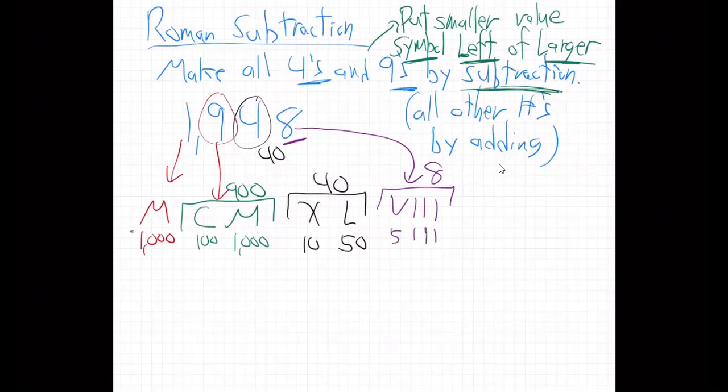There's the number 1,948. That's a lot of symbols, isn't it? You can see the Roman system is not the most efficient system in the world. Ours is far superior, the Hindu-Arabic system. All right, good. Questions on that? We good with that? How about we go up and we try?